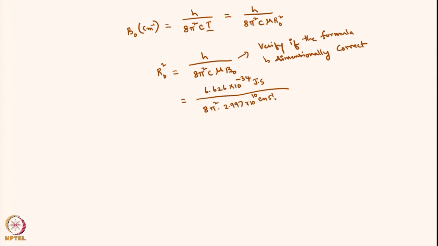For mu, I need the reduced mass. If I look at 1H35Cl, then my reduced mass will be nothing but 35 by 36 times 1.66 times 10 power minus 27 kilograms. So that will be 35 divided by 36 into 1.66 into 10 power minus 27, into the value of B naught, which is 10.44.